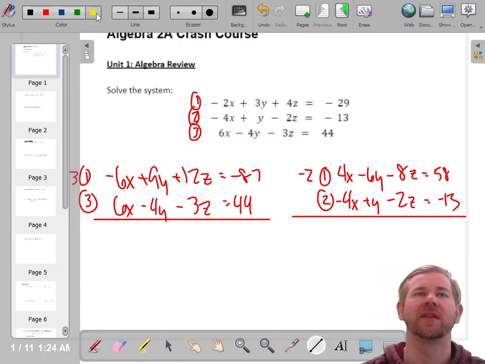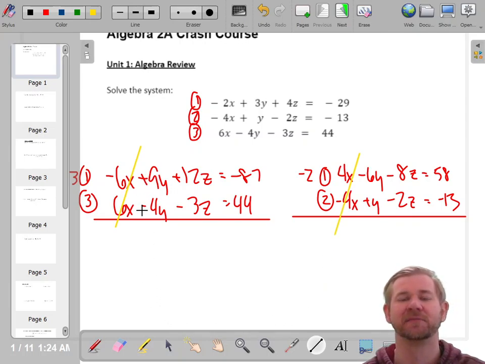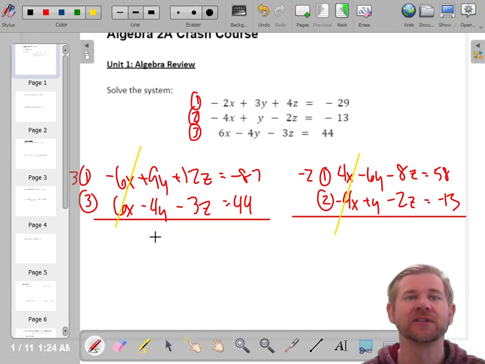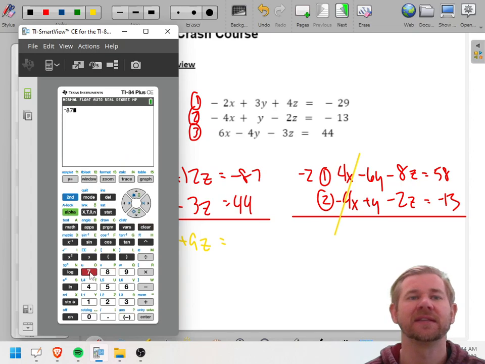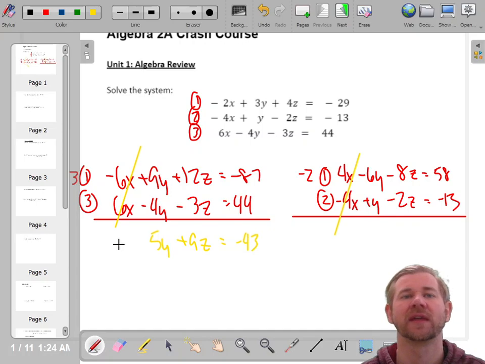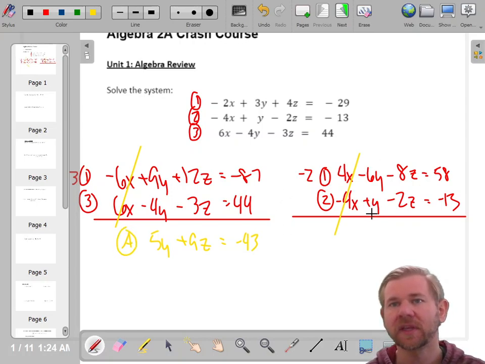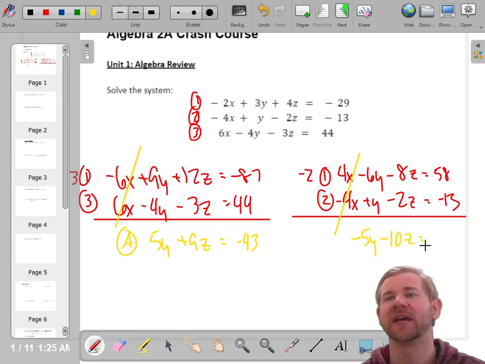And the reason that I feel good about those is because x is going to cancel in both of them. 9 minus 4 is 5y. 12 minus 3 is 9, and that's z. And then let's just make sure -87 plus 44 is -43. Good, -43. We'll call that line A. -6 and 1 make -5. -8 and -2 make -10. And 58 minus 13 is 45. We will call that line B.